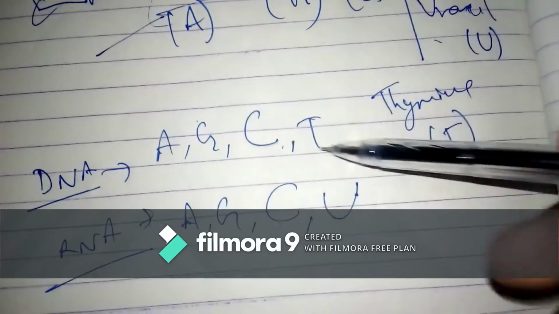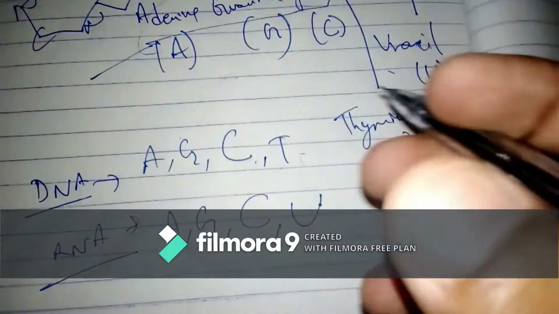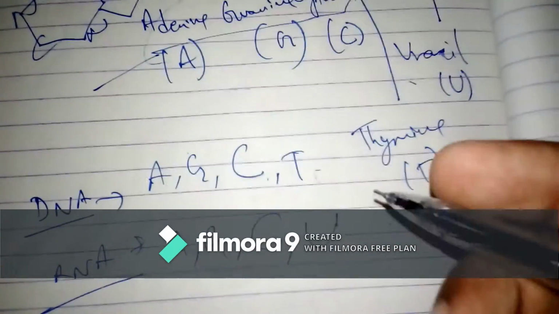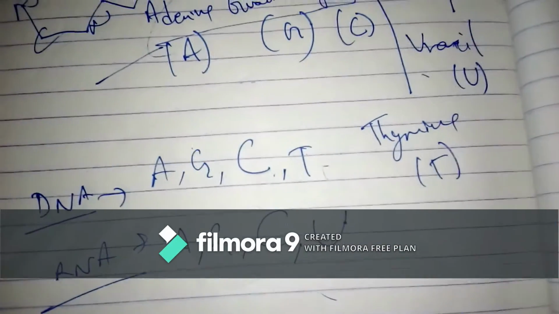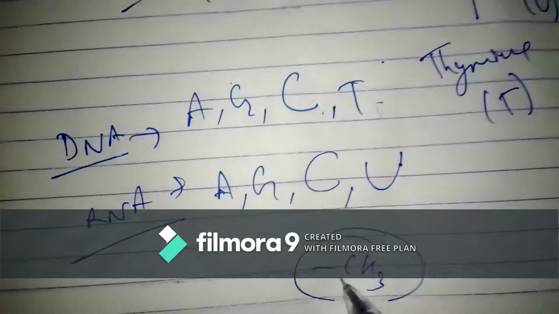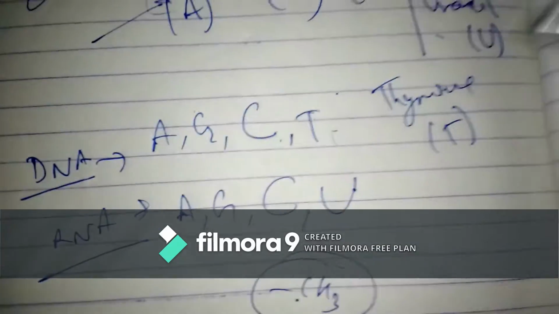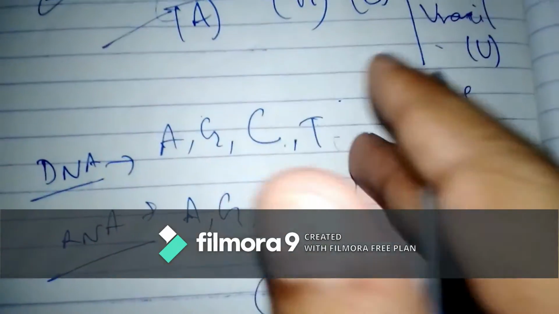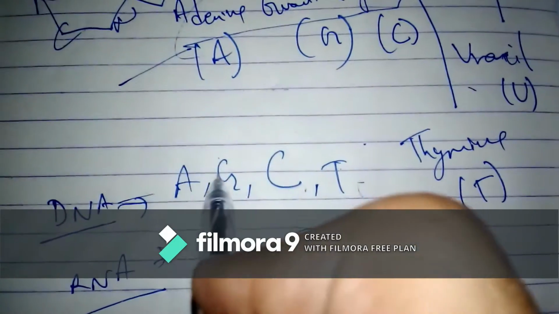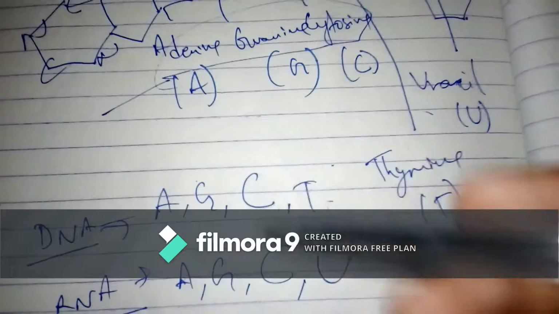Now if you go into detail about thymine and uracil, you will find that thymine is also a type of uracil. It is known as methylated uracil. It means in structure they differ just in a CH3 group, a methyl group. Thymine contains a methyl group and uracil does not. So thymine is also known as methylated uracil. To the point, DNA contains A, G, C and T, and RNA contains A, G, C and U. That is the difference between DNA and RNA.